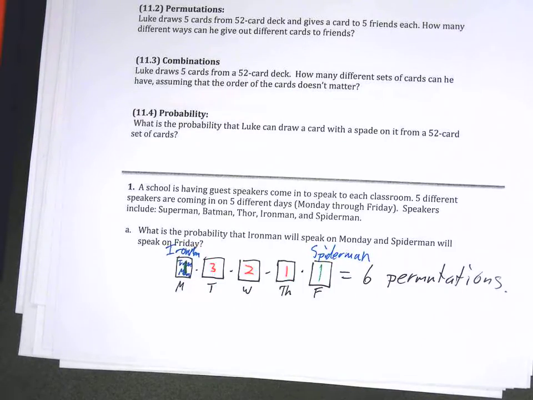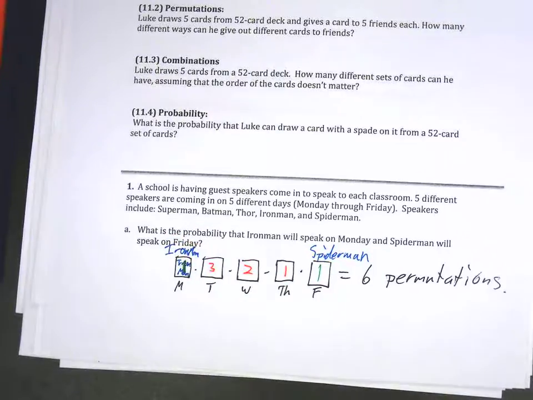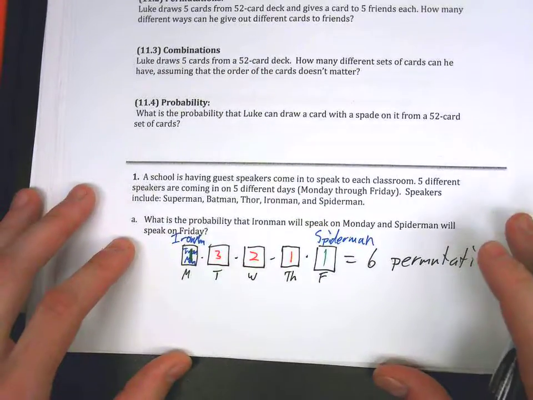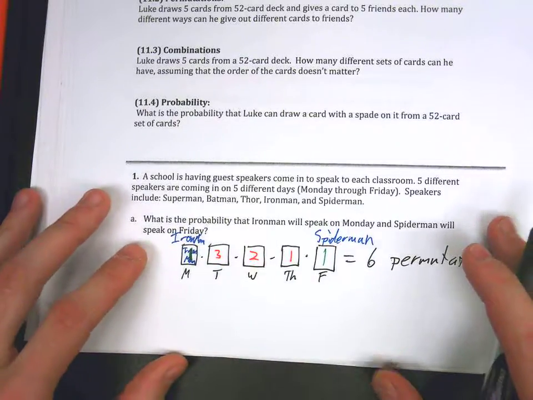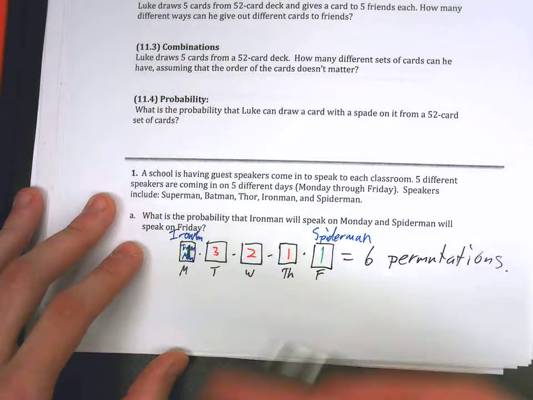Now, it doesn't ask us how many different ways we can do that. It asks us what the probability of that happening is. So we know that there are 6 possible ways Iron Man and Spider-Man could speak on Monday and then Friday, respectively. So what we need to do is we need to do that permutation side.